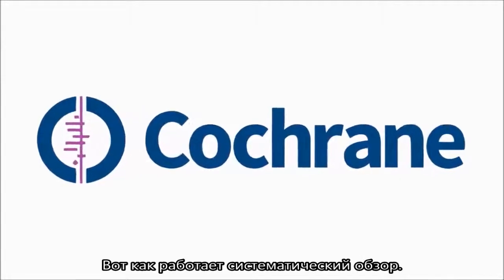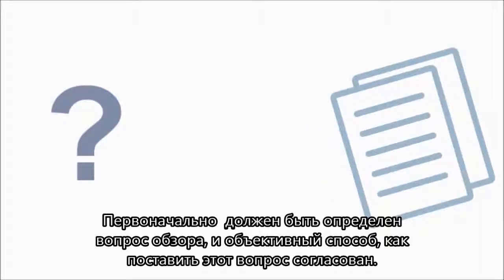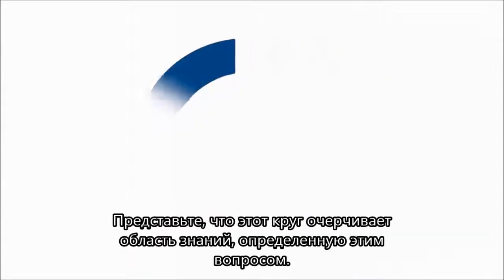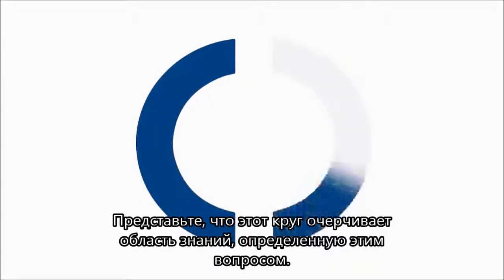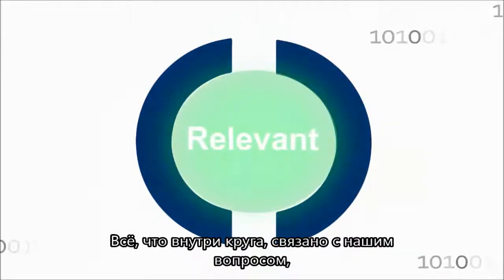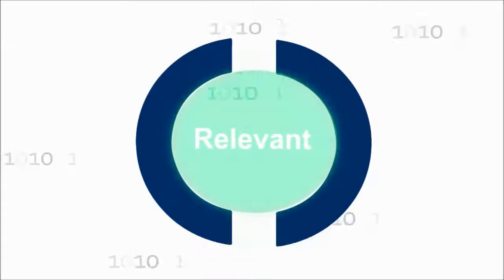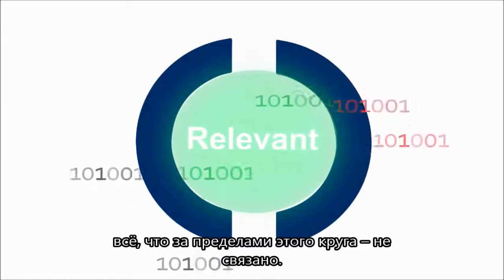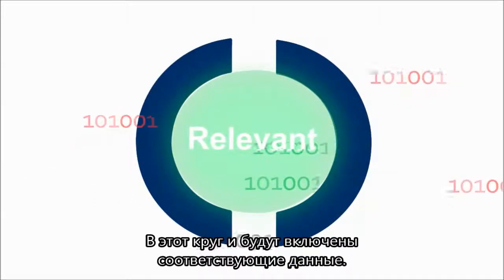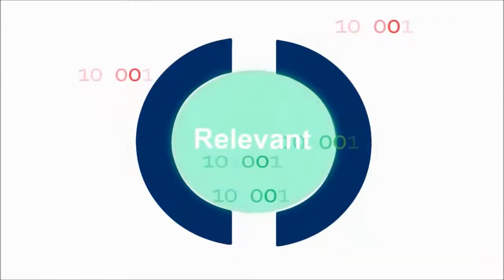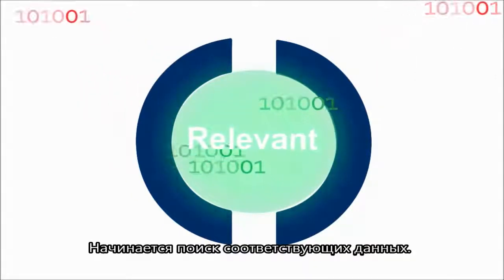Here's how a systematic review works. First, a question must be defined, and an objective method for asking the question is agreed. Imagine a circle as the area defined by a question. Everything inside it concerns the question. Everything outside of it does not. In this circle, relevant data will be included. A search for relevant data begins.